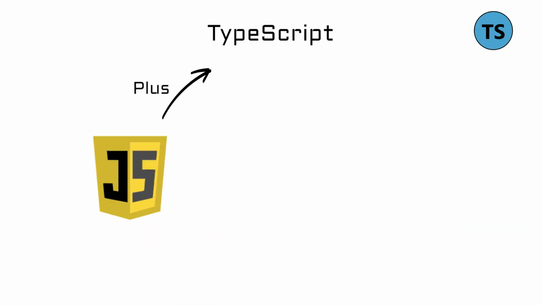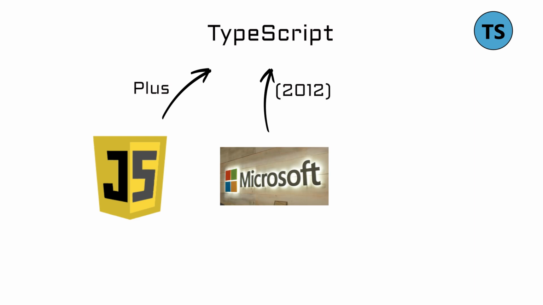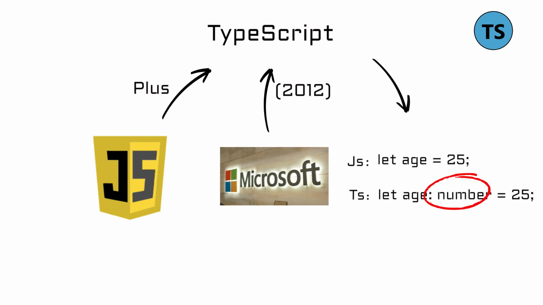TypeScript is basically a supercharged version of JavaScript. It was created by Microsoft to help developers lose a little less hair. With static type checking, it is safer and a much better fit for building large-scale projects.